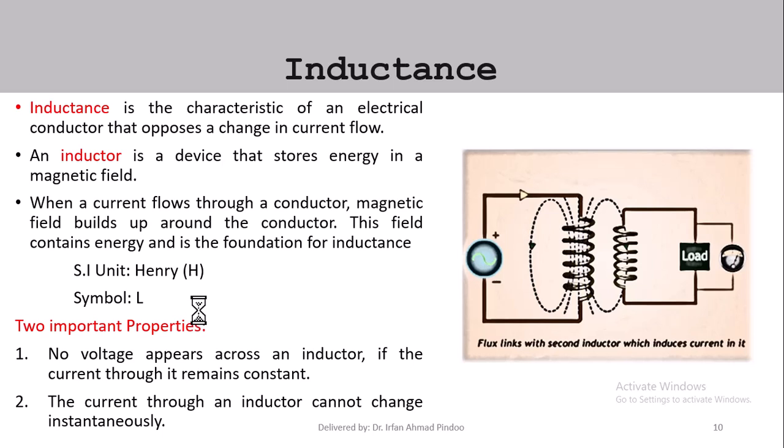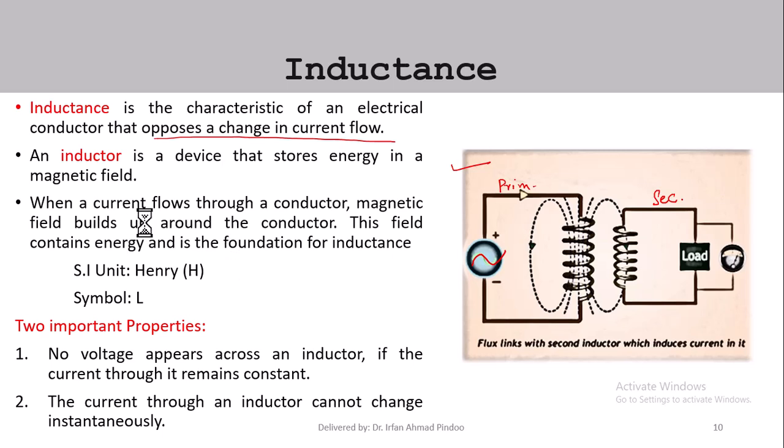Then the second important parameter is inductance. Inductance is the characteristic of an electrical conductor that opposes a change in current flow. The best example with which you can understand the inductance concept is the transformer. This diagram here represents a transformer, where once we provide an AC voltage, then due to the concept of mutual induction, the coil connected on the secondary side also induces a certain voltage, although there is no physical connection between the primary and the secondary. This is the primary one, this is the secondary one, so they are linked with the concept of induction.